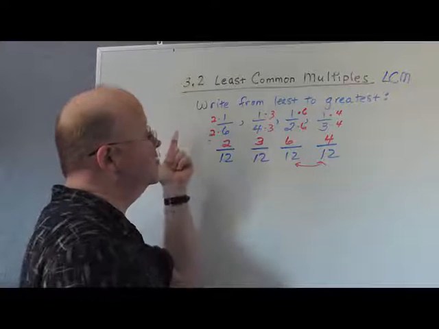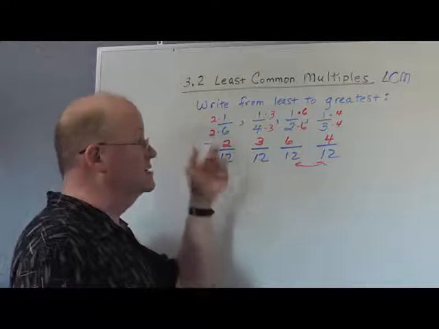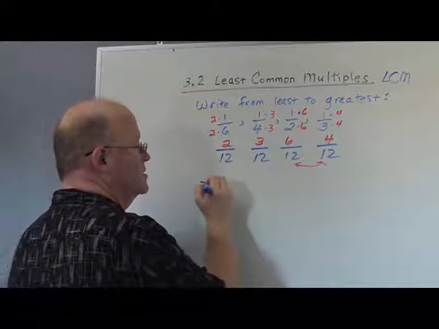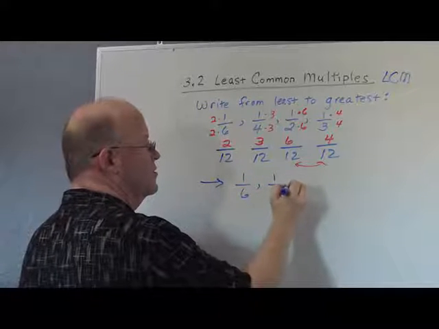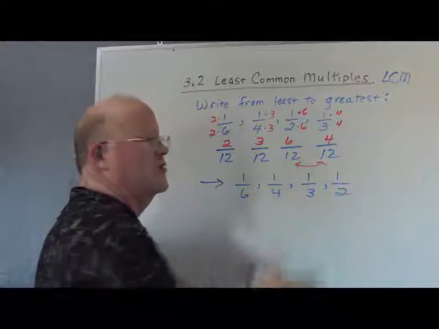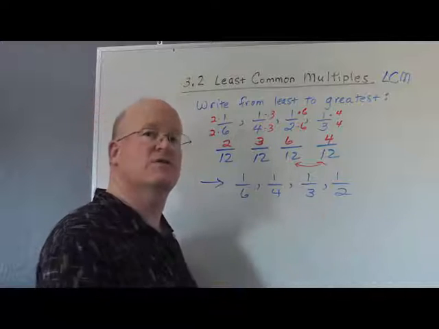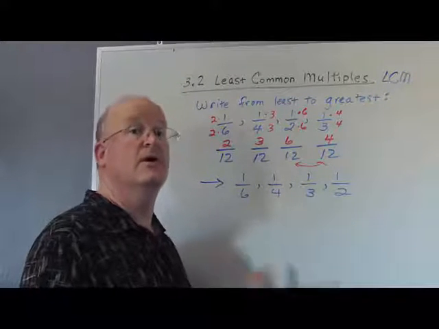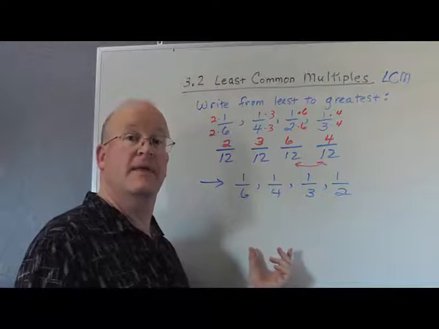Now we're being asked to write these original fractions in order from least to greatest, not these converted ones. So we would say that our solution here is going to be 1/6, 1/4, 1/3, then followed by 1/2. Anytime you need to order fractions from smallest to largest, or from largest to smallest for that matter, you need to have them over a common denominator in order to be able to make that comparison.